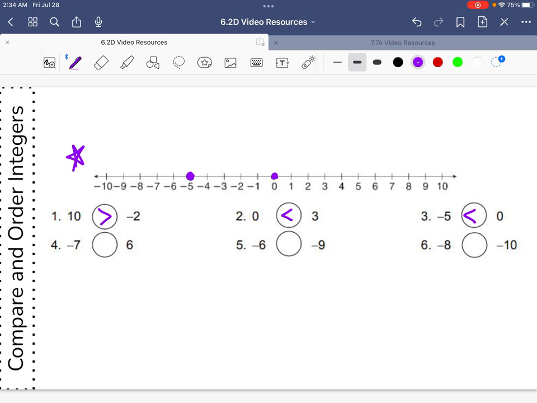So I want you to take a moment and pause this video, and on your own, I want you to find what the inequality statement would be. So I want you to compare -7 and 6.